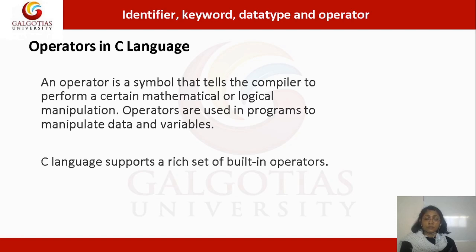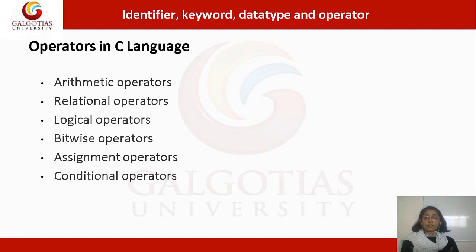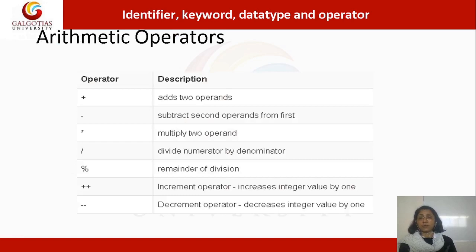Before listing the operators in C language, what is an operator? An operator is a symbol that tells the compiler to perform certain mathematical or logical manipulation. Operators are used in programs to manipulate data through the use of variables. The C language supports some built-in operators: arithmetic operators, relational operators, logical operators, bitwise operators, assignment operators, and conditional operators.